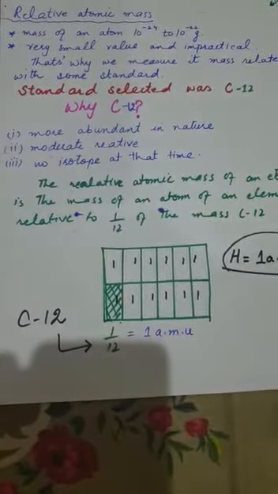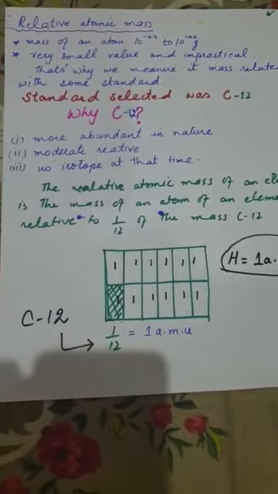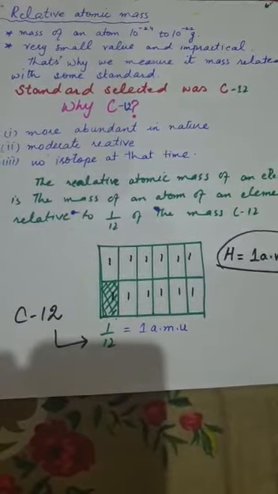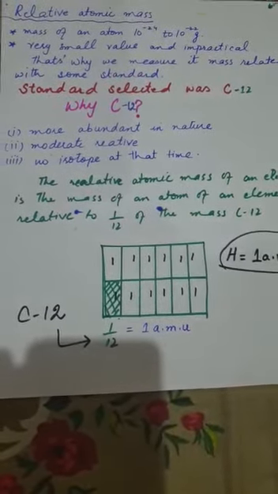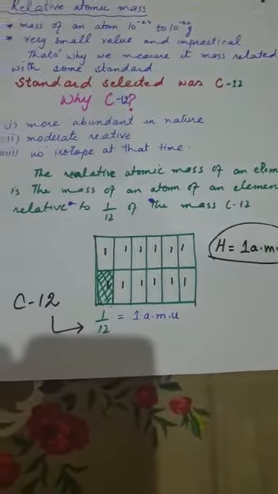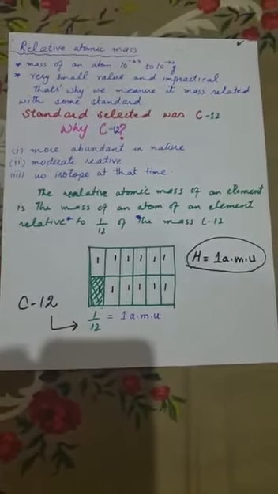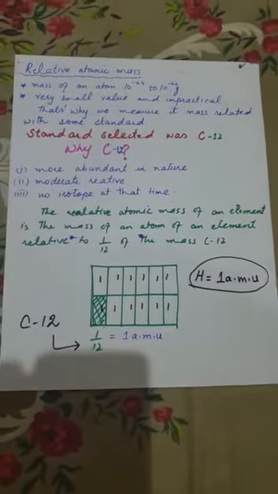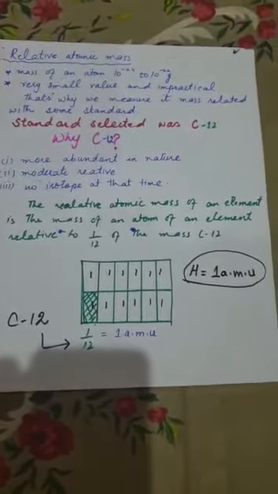At the time when carbon was selected as a standard, there was only one isotope of carbon known, and for that reason we selected carbon as a standard.